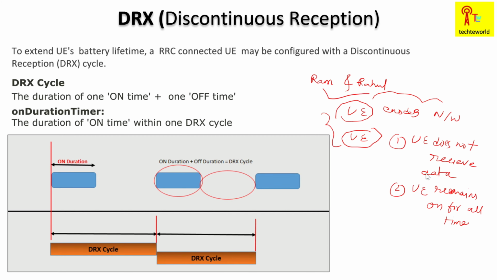So how does DRX actually help? With the help of DRX, the network will assign some parameters, and we can say it's a kind of timetable, which the network assigns to the UE, telling the UE that it should remain on for a particular period. And once it is not receiving anything from the network, or there is no need for transmission from its side, it can go into sleep mode.